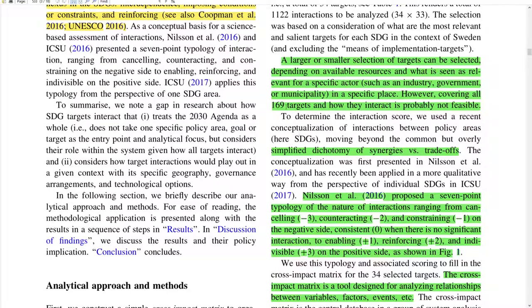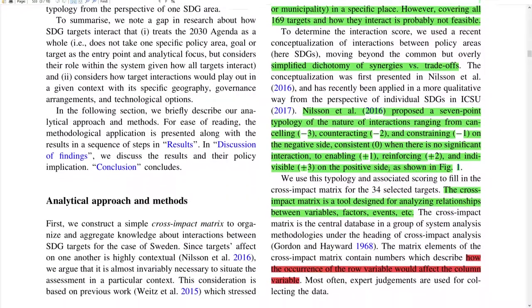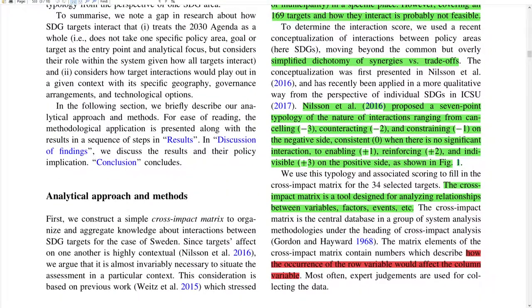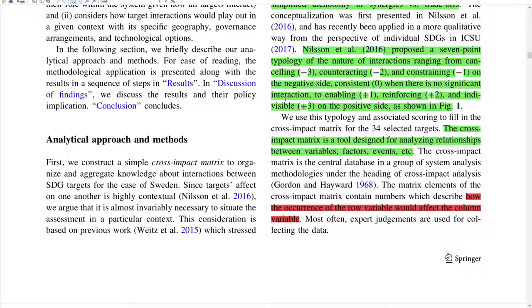They said that it's very difficult to cover all 169 targets, and it's probably not feasible. So that's what they stuck to, just 34 targets. But they're moving beyond the binary benefiting versus adverse kind of perspective into a synergy versus trade-off. This is pretty much the old way of doing it. Now they want to move forward.